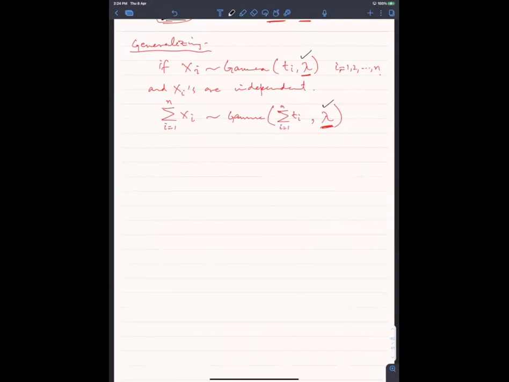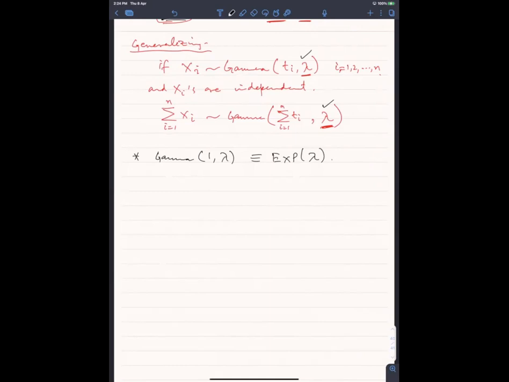So lambda has to be exactly the same. If it is not the same, the sum of x1 and x2 will not be equal to gamma. कुछ और डिस्ट्रीब्यूशन होगी, we can find that out, but it would not be gamma. Okay, now we also said कि gamma 1 comma lambda is the same as exponential lambda.